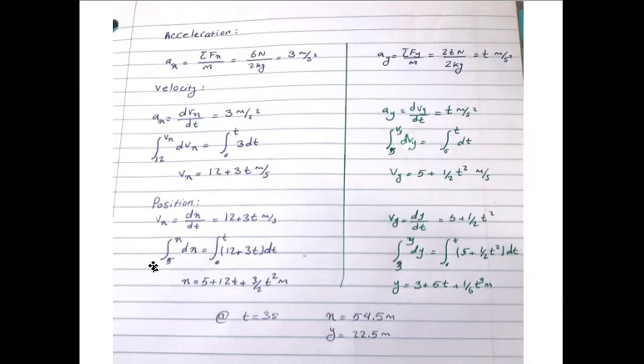At time 0, the position of the particle in the x direction is 5 meters. We find the position of the particle in the x direction. For the y direction, at time 0, the position of the particle is 3 meters. Now this is the equation of position in the y direction. At time 3 seconds, we find the position in the x and y direction.